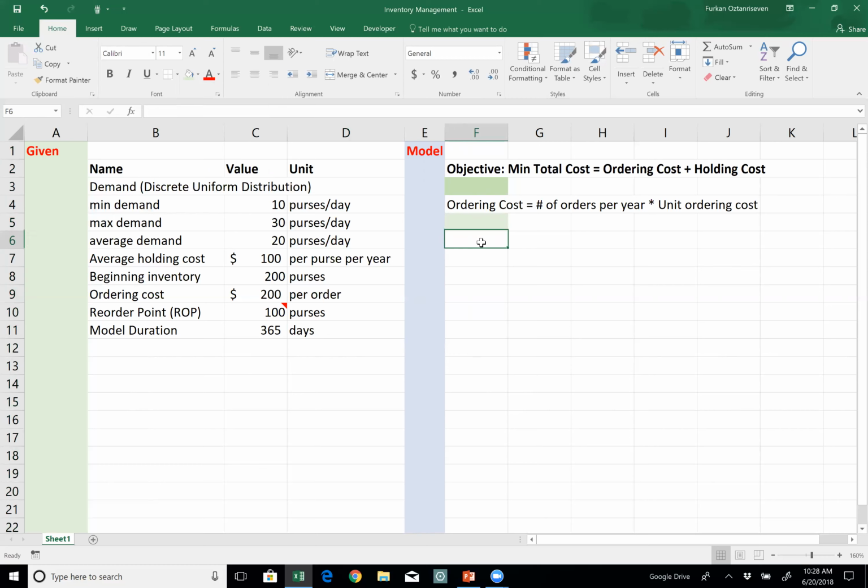And also I need to calculate my holding cost. Holding cost is equal to number of items in my inventory times, I can say each day on average, times holding cost per day. Of course, the more inventory I have, the more holding costs I will have, right? So this is how I'm going to calculate.